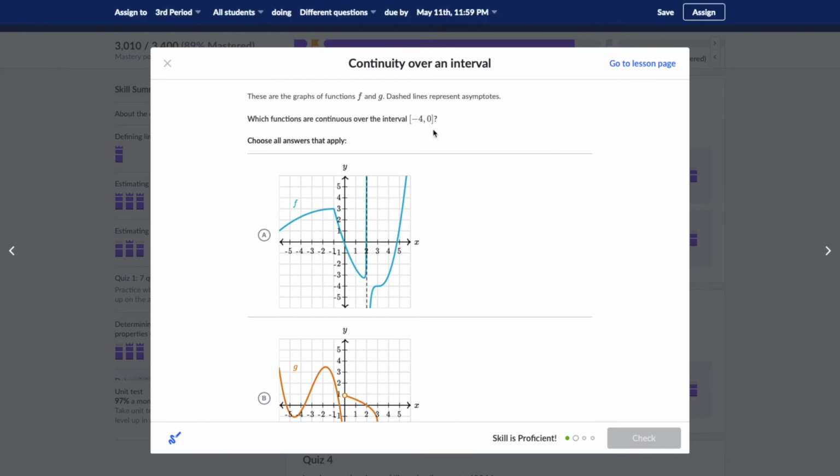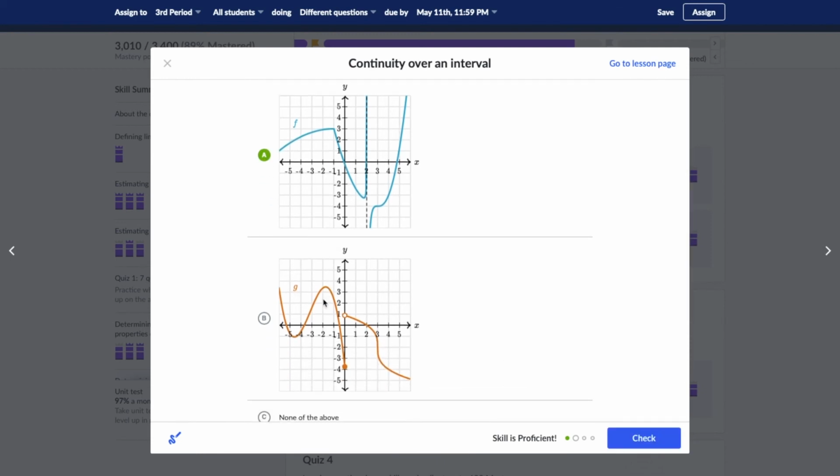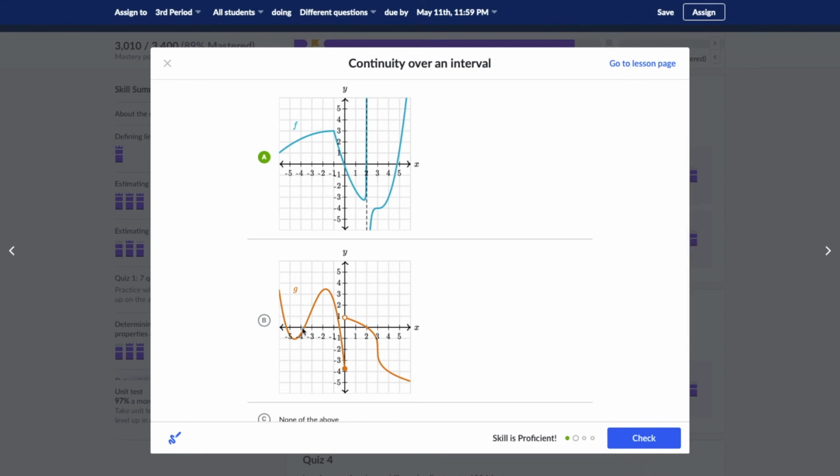Okay. So which functions are continuous over the interval -4 to 0? Again, we need to look at x values -4 to 0. Did I see any crazy open circles or disconnections? No, I did not. So this one's continuous. And this is where things get really tricky. What about -4 to 0 here? From -4 to 0, that open circle means it is continuous from -4 to 0.